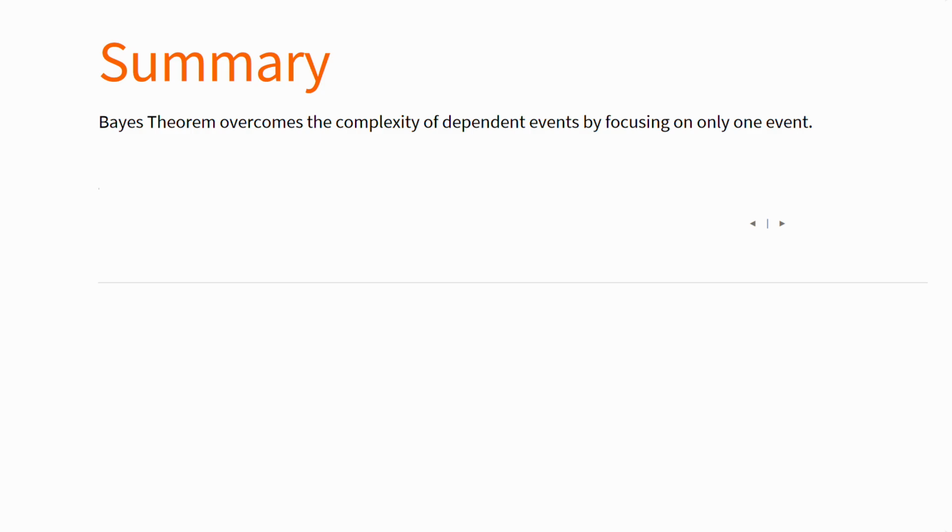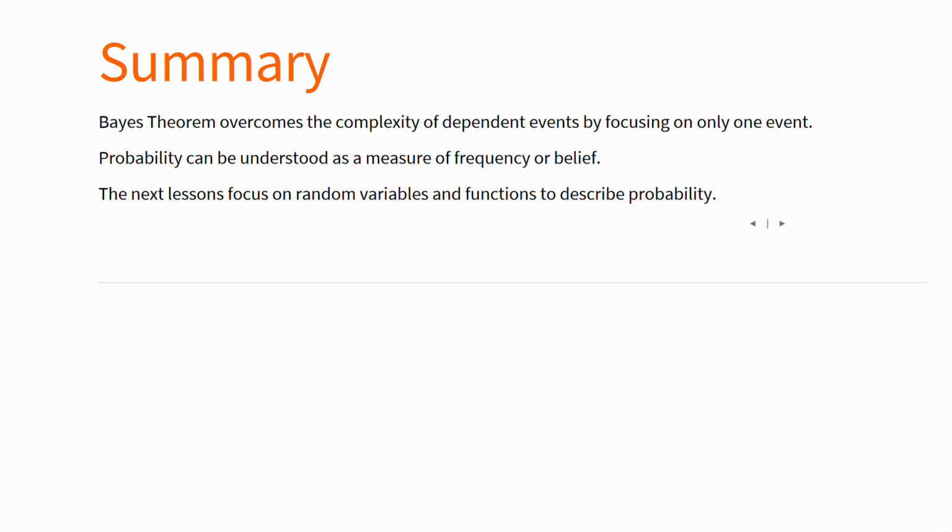So what should you remember? Bayes' theorem overcomes the complexity of dependent events by focusing on only one event. Probability can be understood as a measure of frequency or a belief. However, it's also useful to not only give a probability, but also a function describing probability change. The next lessons focus on random variables, also known as functions that describe probability.